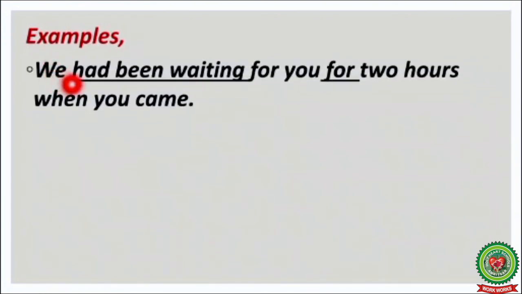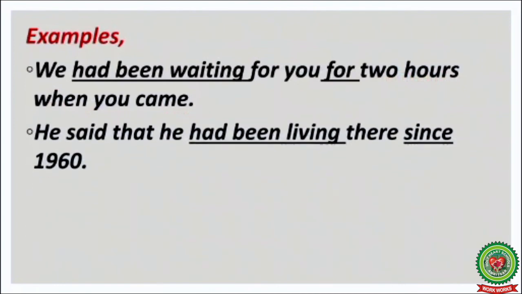For better clarification, let's take some examples. We had been waiting for you for 2 hours when you came. Students, the action is now over, but it started sometime in the past and it was going on at that particular time. Students, keep in mind that the use of since and for will remain the same as we used in the present perfect continuous tense. Let's take some examples.